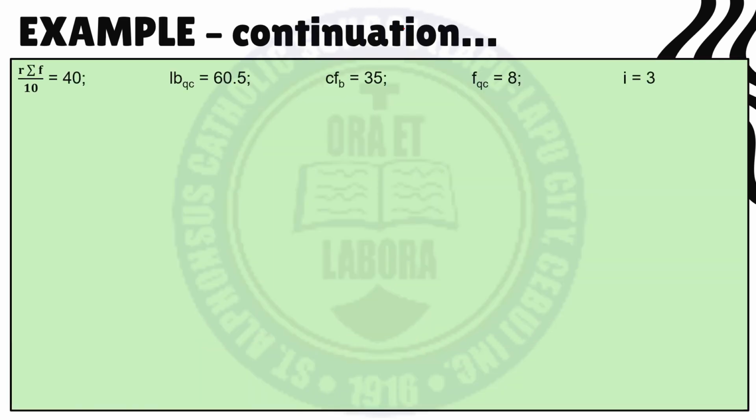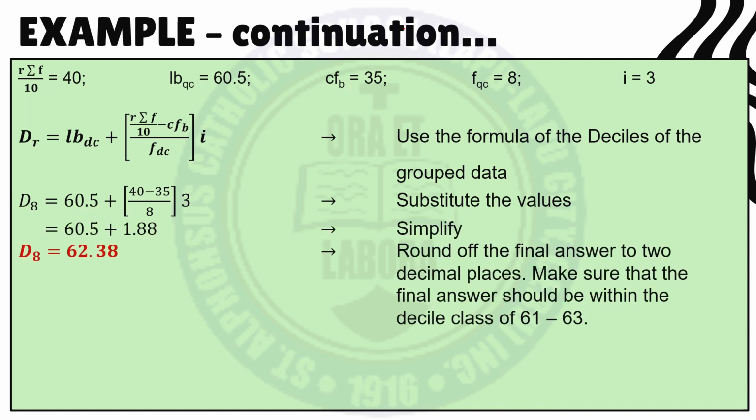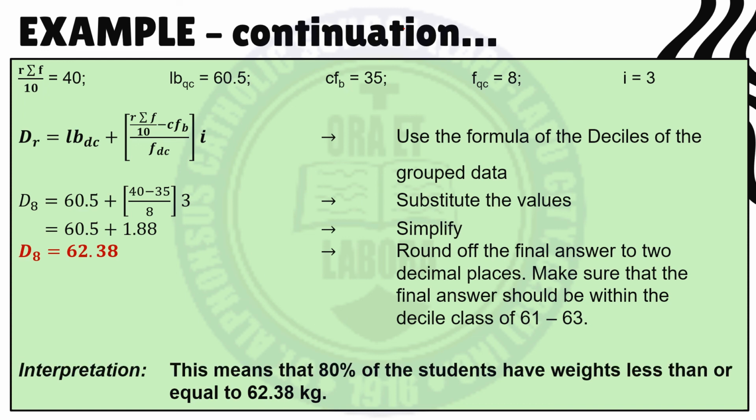These are now the values needed to solve our D sub 8. So use this formula to find the decile of the group data. Then substitute the given values. Then simplify. Therefore, our D sub 8 is equal to 62.38. Round off your final answer to 2 decimal places. Then make sure this answer should be within the decile class of 61 to 63. And then interpret the result. This means that 80% of the students have weights less than or equal to 62.38 kilograms.